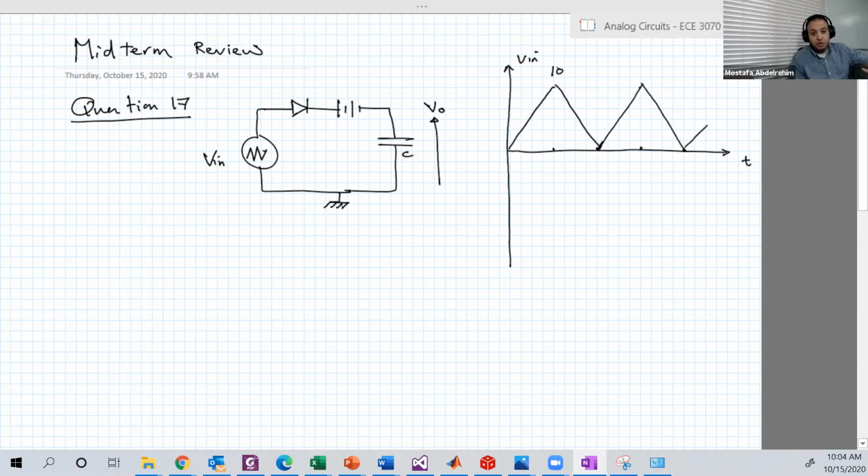Okay, the input is different from what we were always using, which is a sine wave, but that doesn't matter at all because this is even easier than the sine wave. The sine wave is continuous and curvy, but this is even easier. And the principles are exactly the same.